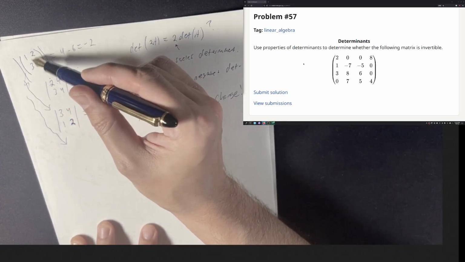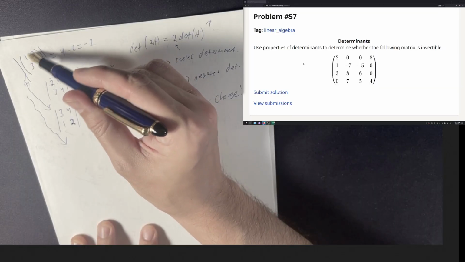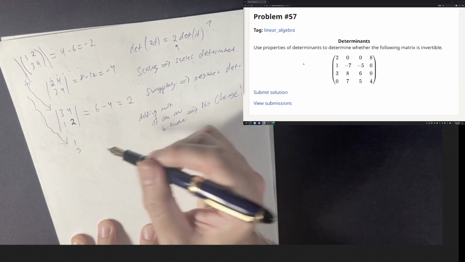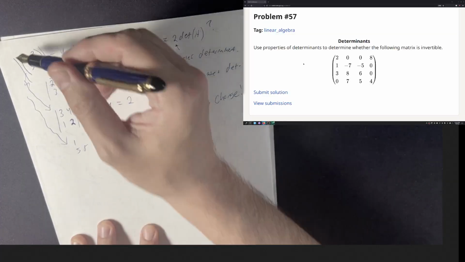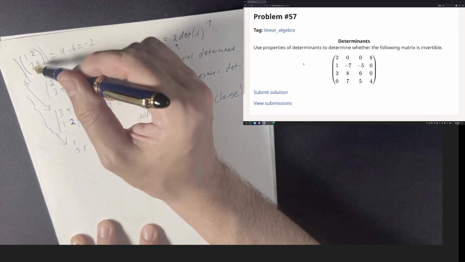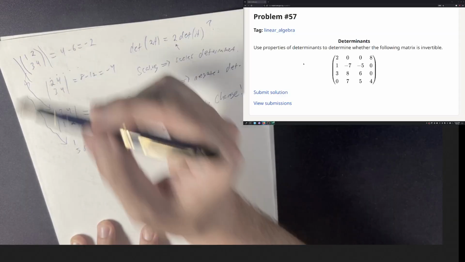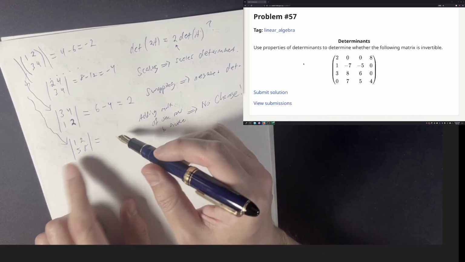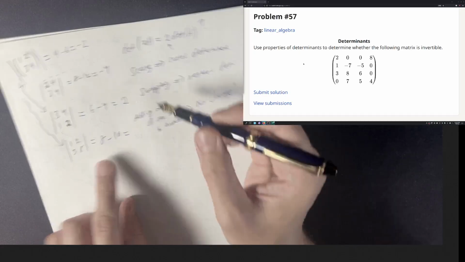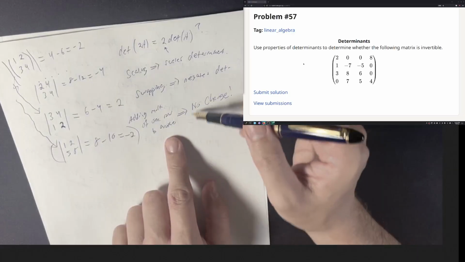If I add this to row 2, let's add it twice, okay? Just for kicks. If I add it twice, we'll get 1, 5, and 2 times 2 is 4. We add it, we'll get 8. So I think I added this twice. I added it once to get 4, 6, and then I did it again to get 5, 8, right? Let's take this determinant. We'll get 8 minus 10, which again is the same as the original determinant.